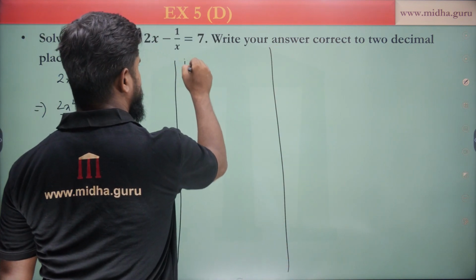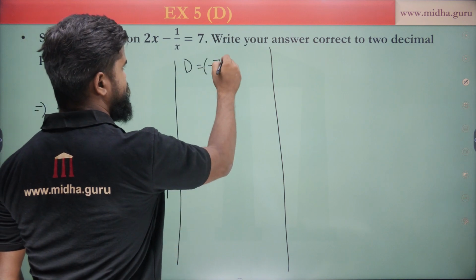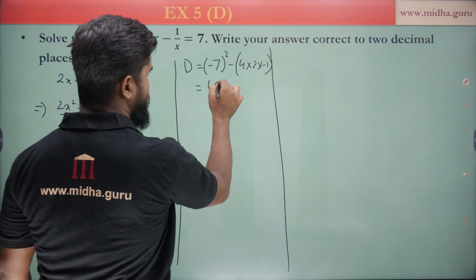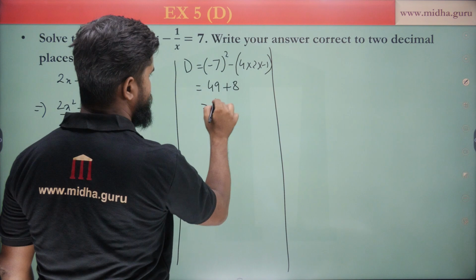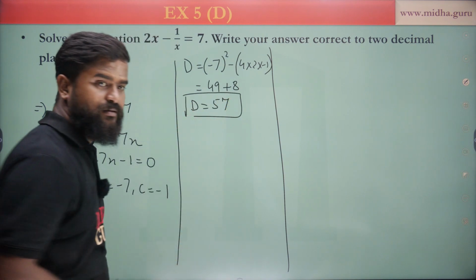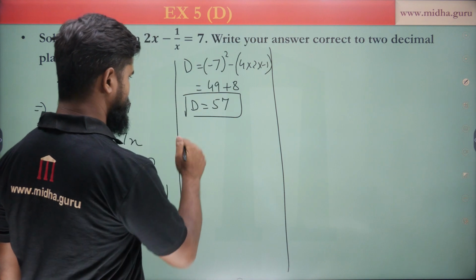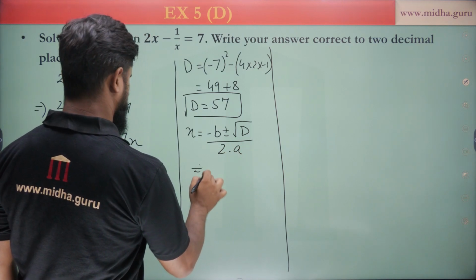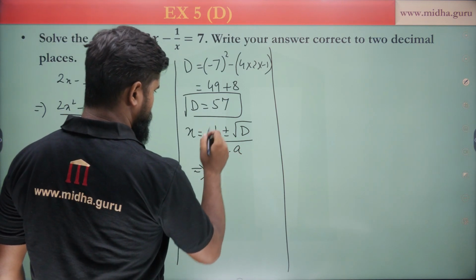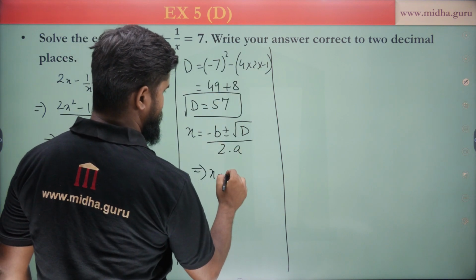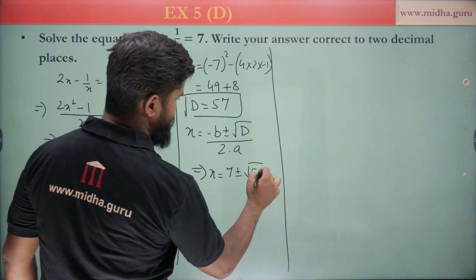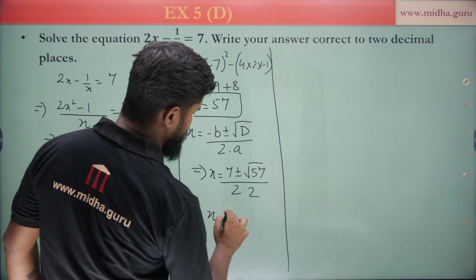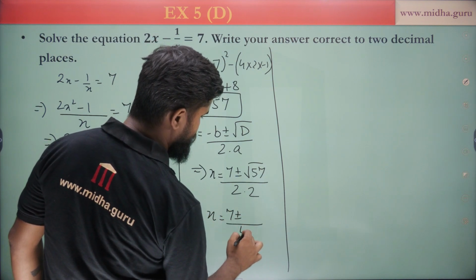From here, we go about calculating the discriminant, which is b squared minus 4 times a into c. So we have 49, minus minus becomes plus 8, which is nothing but 57. So the discriminant is 57. Now x is equal to minus b plus or minus the root of the discriminant by twice of a. So x is equal to minus b, b being minus 7, it becomes 7 plus or minus the root of 57 by twice of a, which is 2 into 2, which means x is equal to 7 plus or minus the root of 57 by 4.